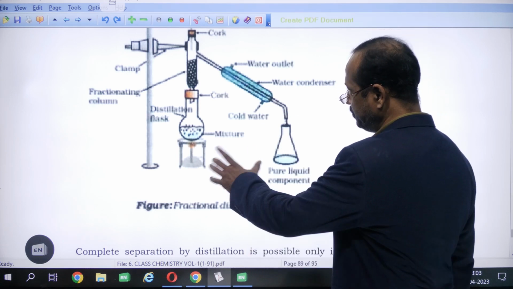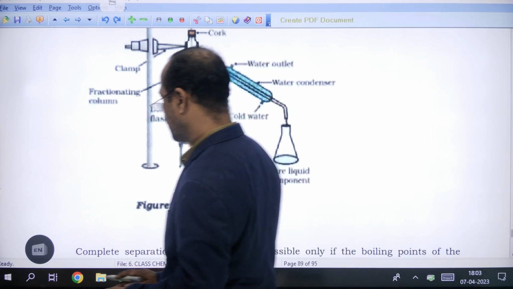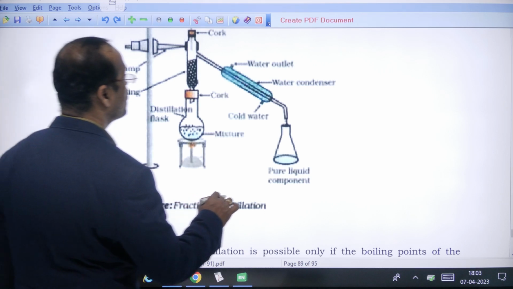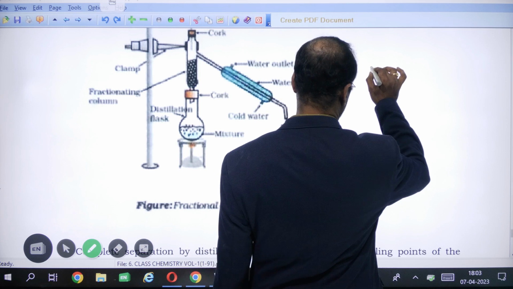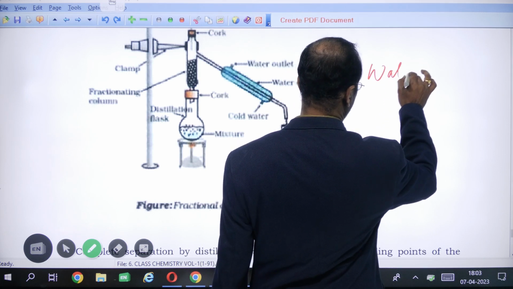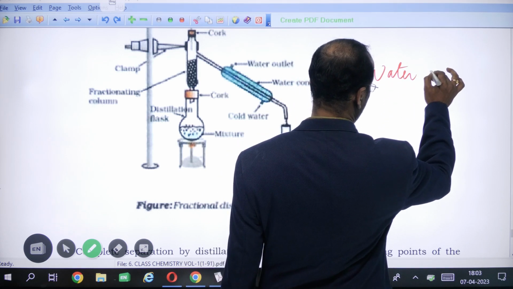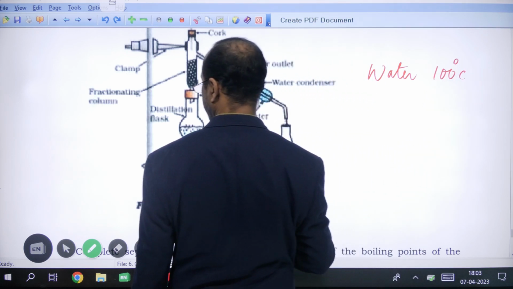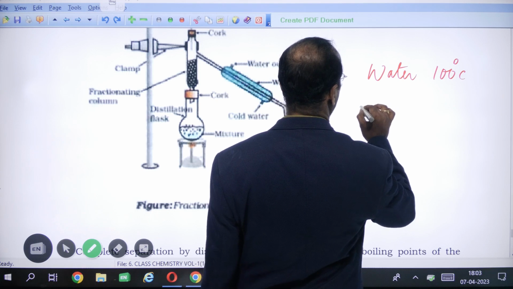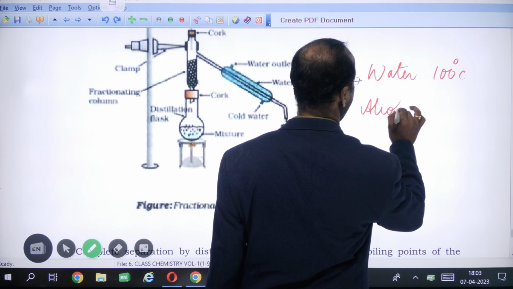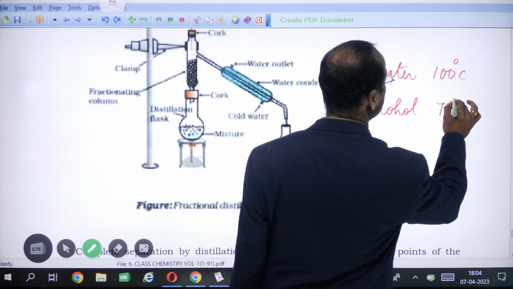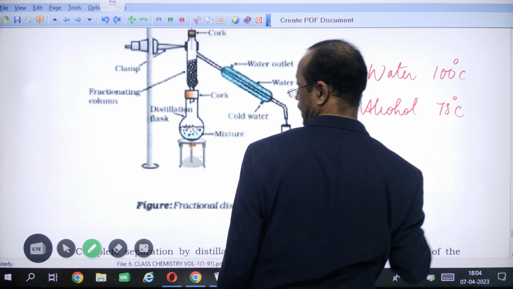In this method, we are taking two liquids. What are those two liquids? One is alcohol and the other is water. We take the mixture of water, and the water boiling point is how much? 100 degrees Celsius. And the second one we take is ethyl alcohol, and the ethyl alcohol boiling point is approximately 78 degrees Celsius.